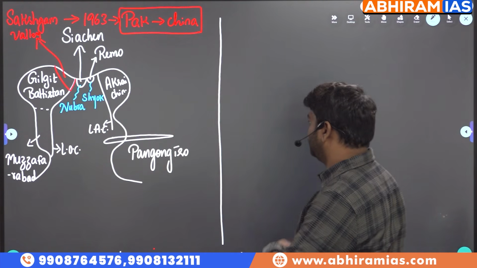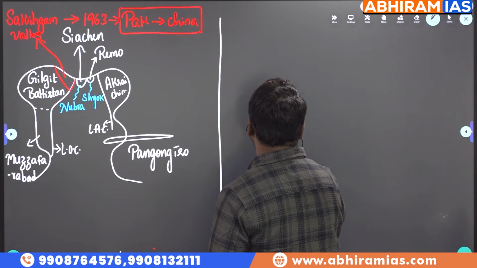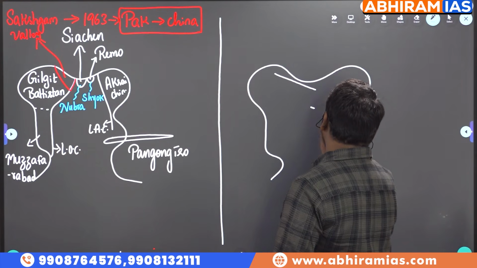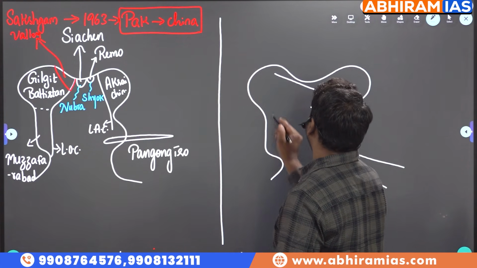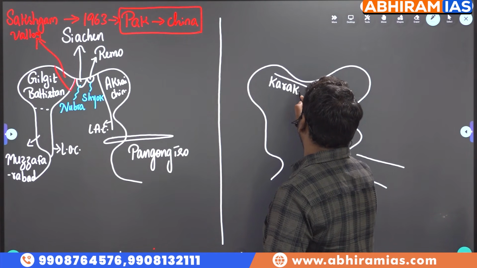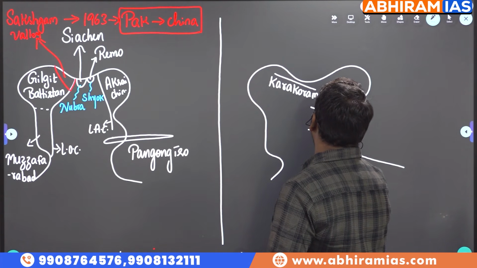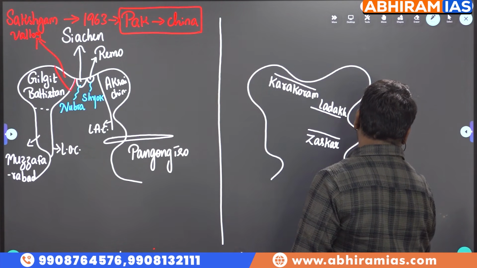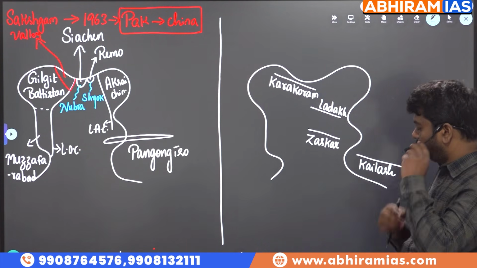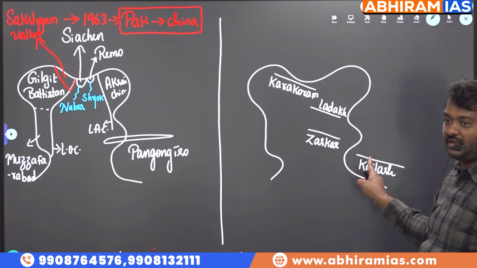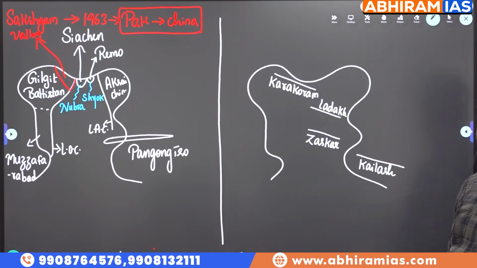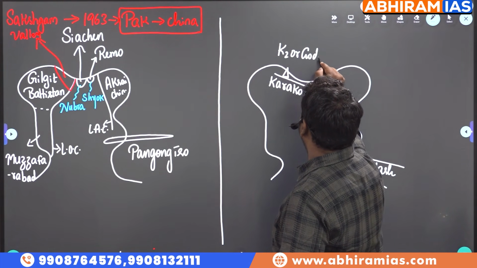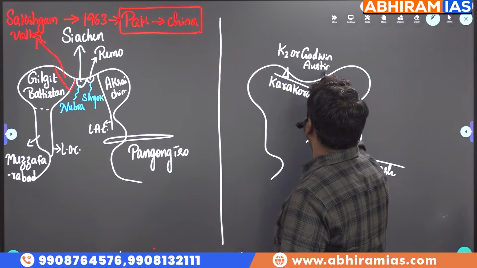You write Himalayas. Next one, Himalayas. Trans or Tethys Himalayas. Karakoram, Ladakh, Zaskar, Kailash. They'll ask you to arrange from north to south. In Karakoram there is something called K2 or Godwin-Austen.